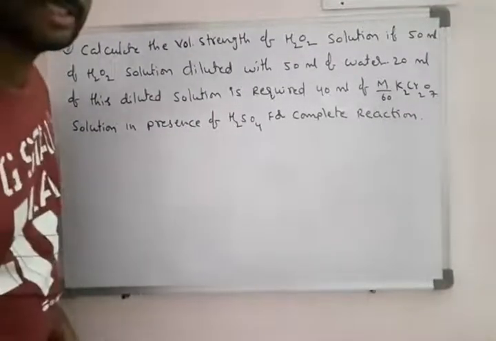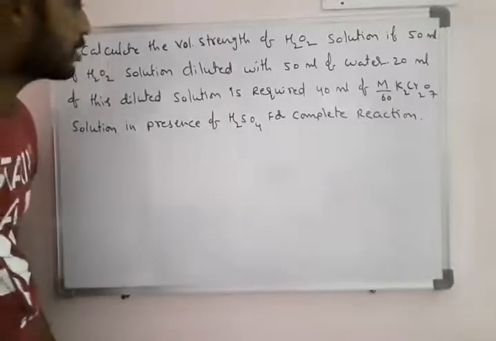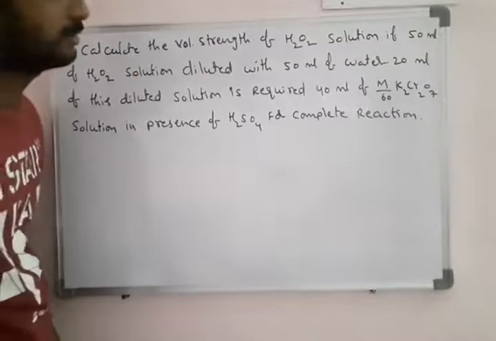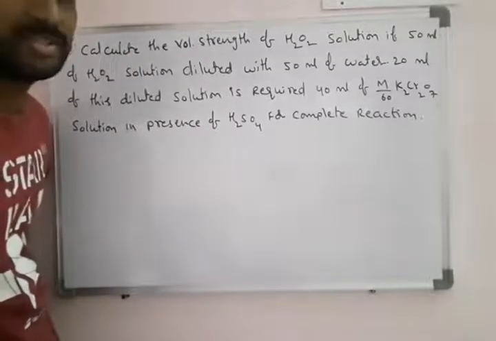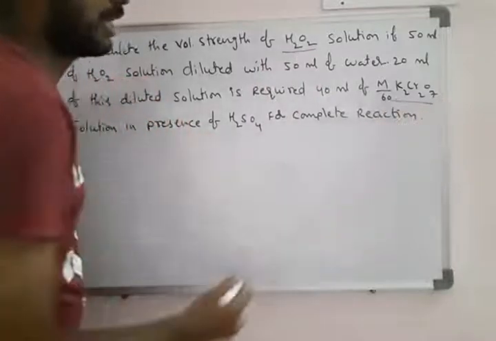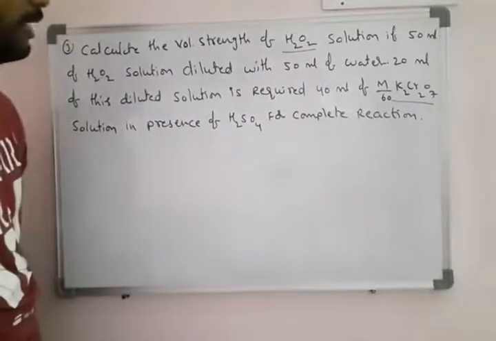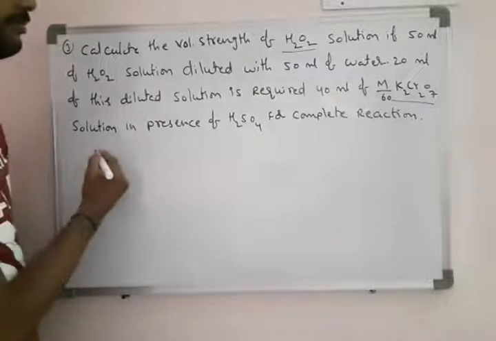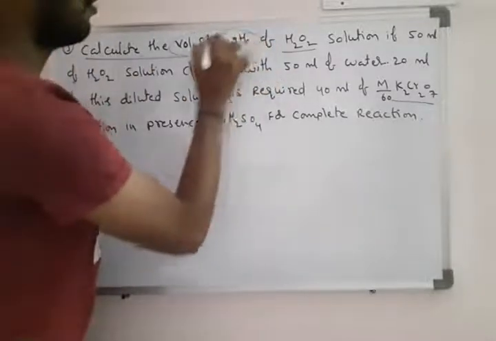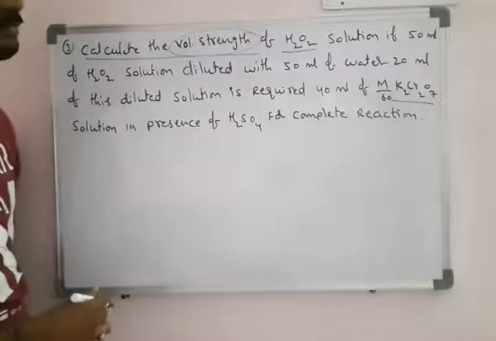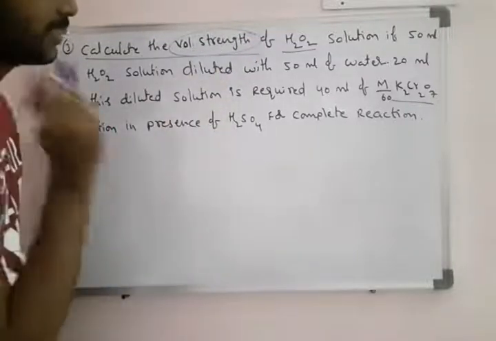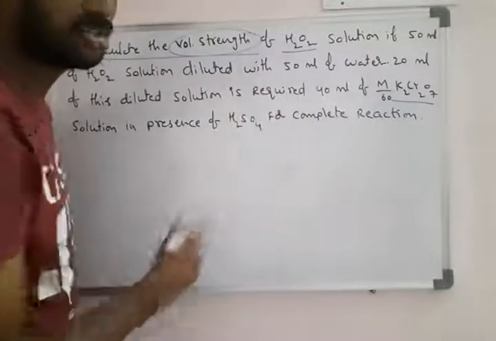Okay, see the next one. It is also based on the strength of hydrogen peroxide. The reaction is also the same, that is hydrogen peroxide with K2Cr2O7. But we need to calculate the volume strength of hydrogen peroxide. Generally we know the volume strength of hydrogen peroxide is calculated with the help of its normality.